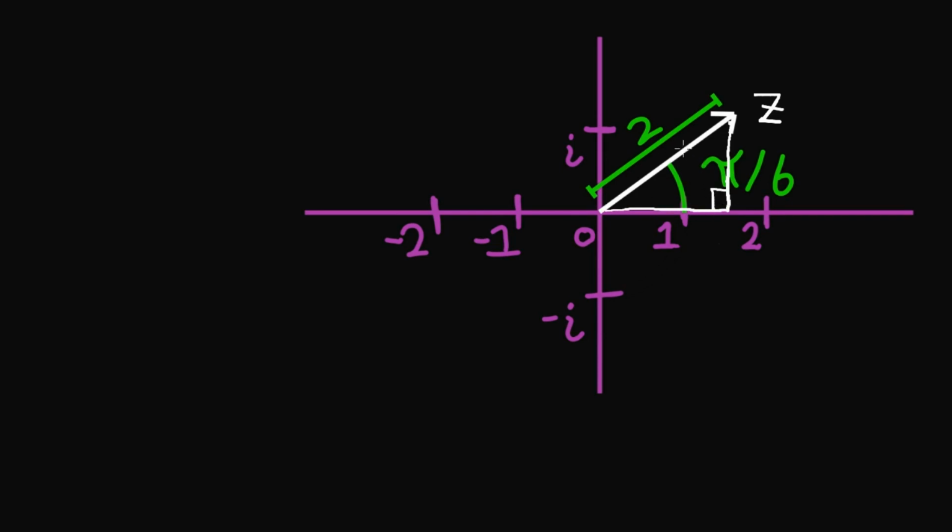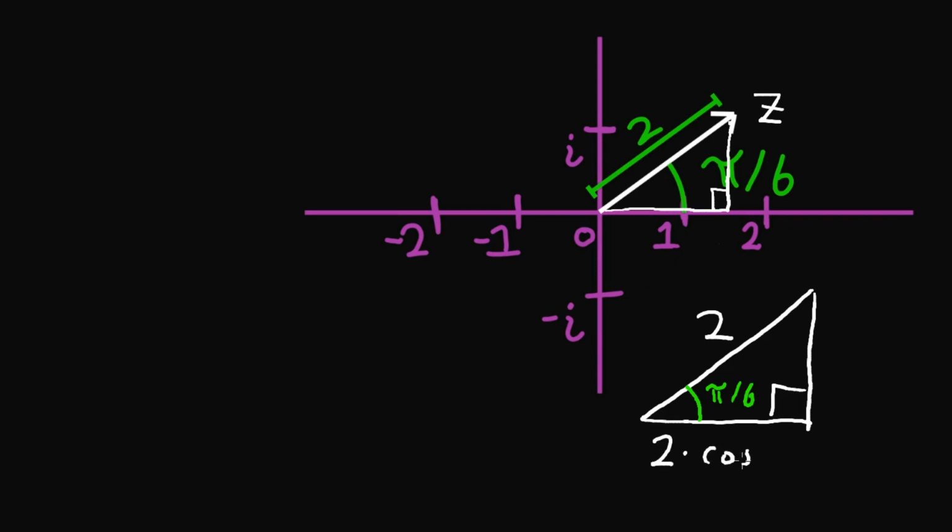But so that I have more room, I'm going to just imagine bringing this triangle down here. The hypotenuse is length 2. Here we have our right angle, and in here we have an angle pi over 6 radians. Trigonometry tells us that this side has length 2 cosine pi over 6, and this side has length 2 sine pi over 6. So to get to z, we walk 2 cosine of pi over 6 in the real direction, and 2 sine of pi over 6 in the imaginary direction.